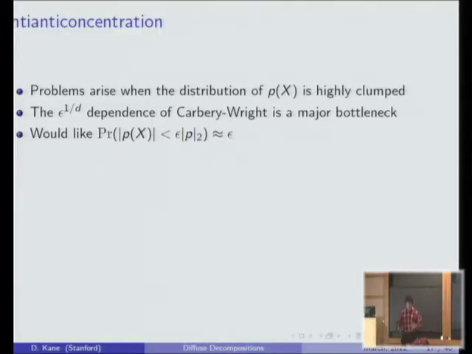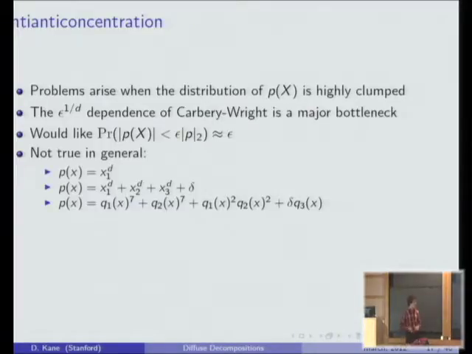And heuristically, it makes sense that the probability that the absolute value of p of x is less than epsilon times the size of p should, morally, be on the order of epsilon, because we're asking for the probability that we lie in an epsilon neighborhood. Of course, this isn't true for polynomials in general.